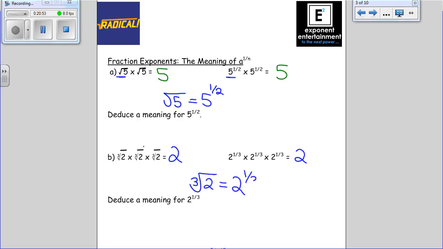Now, the reason that we did this is it's going to show us something. In the first question, what's your index? The index is the little number that goes right here. That number is 2. What's the number on the bottom of your fraction on your exponent? Also 2. Come down here to this one. What's your index on that radical? 3. What's the bottom of your fraction on your exponent? Also 3. That's not a coincidence.